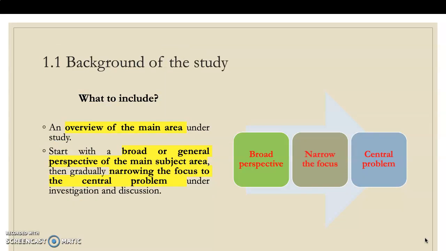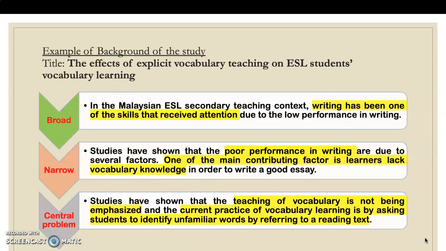So the background of the study is whereby you give an overview of the area under your study, what you want to study. The way you write it is from a broad perspective, you narrow it to the focus, and finally to the central problem. So I have an example here based on again the topic that we have highlighted just now, the effects of explicit vocabulary teaching on ESL students' vocabulary learning.